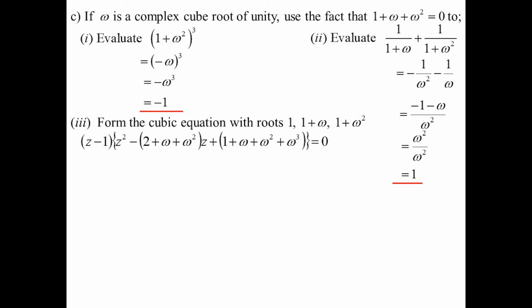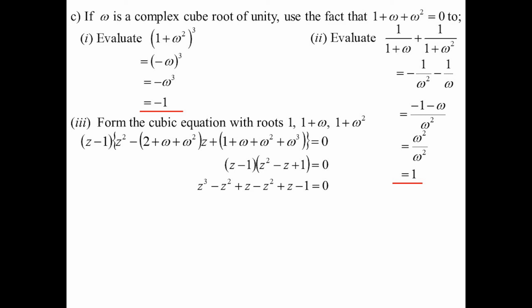But that will tidy up because we know 1 plus omega squared is equal to 0. So 2 plus omega squared is 1, and 1 plus omega squared plus omega cubed will be omega cubed, which is 1. So we end up with z minus 1, times z squared minus z plus 1, is equal to 0. So there's our equation. If we expand it out, it ends up looking like that.